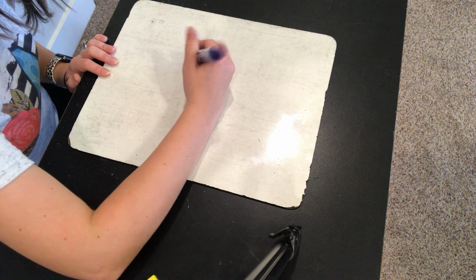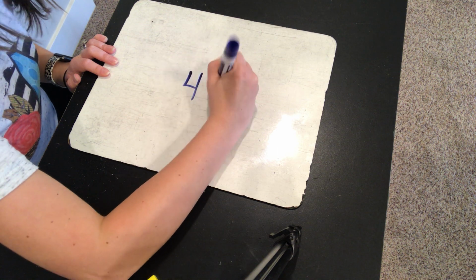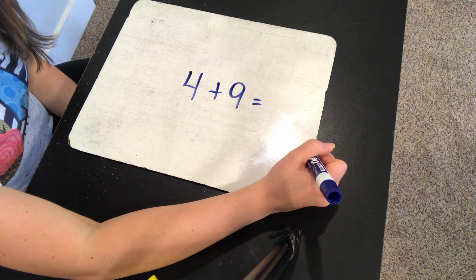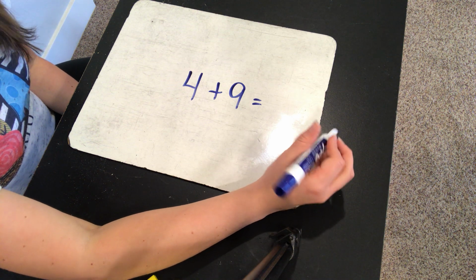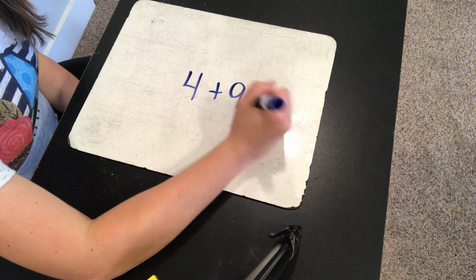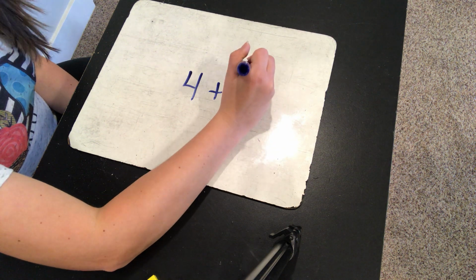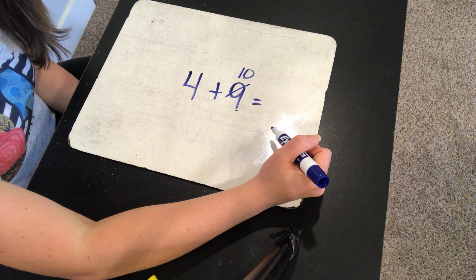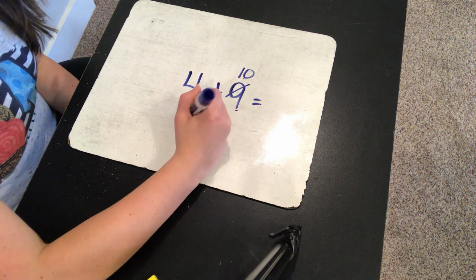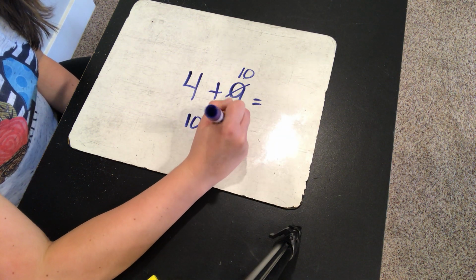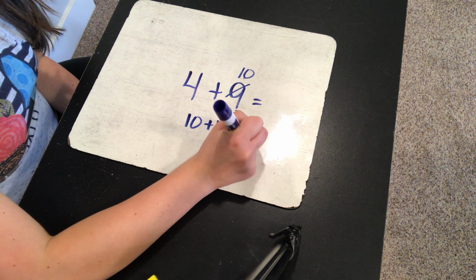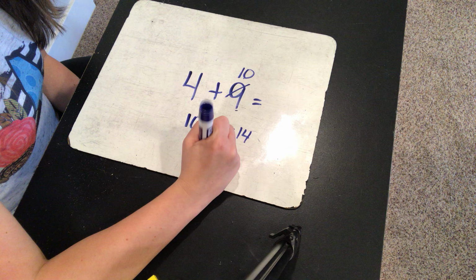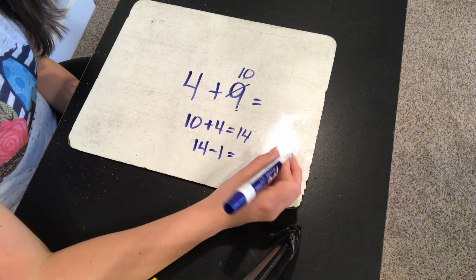How would you solve this problem? This is going to be the last one that we do for today. Okay, so 9 plus 4. If we make the 9 into a 10, we can solve 10 plus 4 really fast and easy. What is 10 plus 4? 10 plus 4 is 14, and then we take 1 away since we had to add 1. What is 14 take away 1?